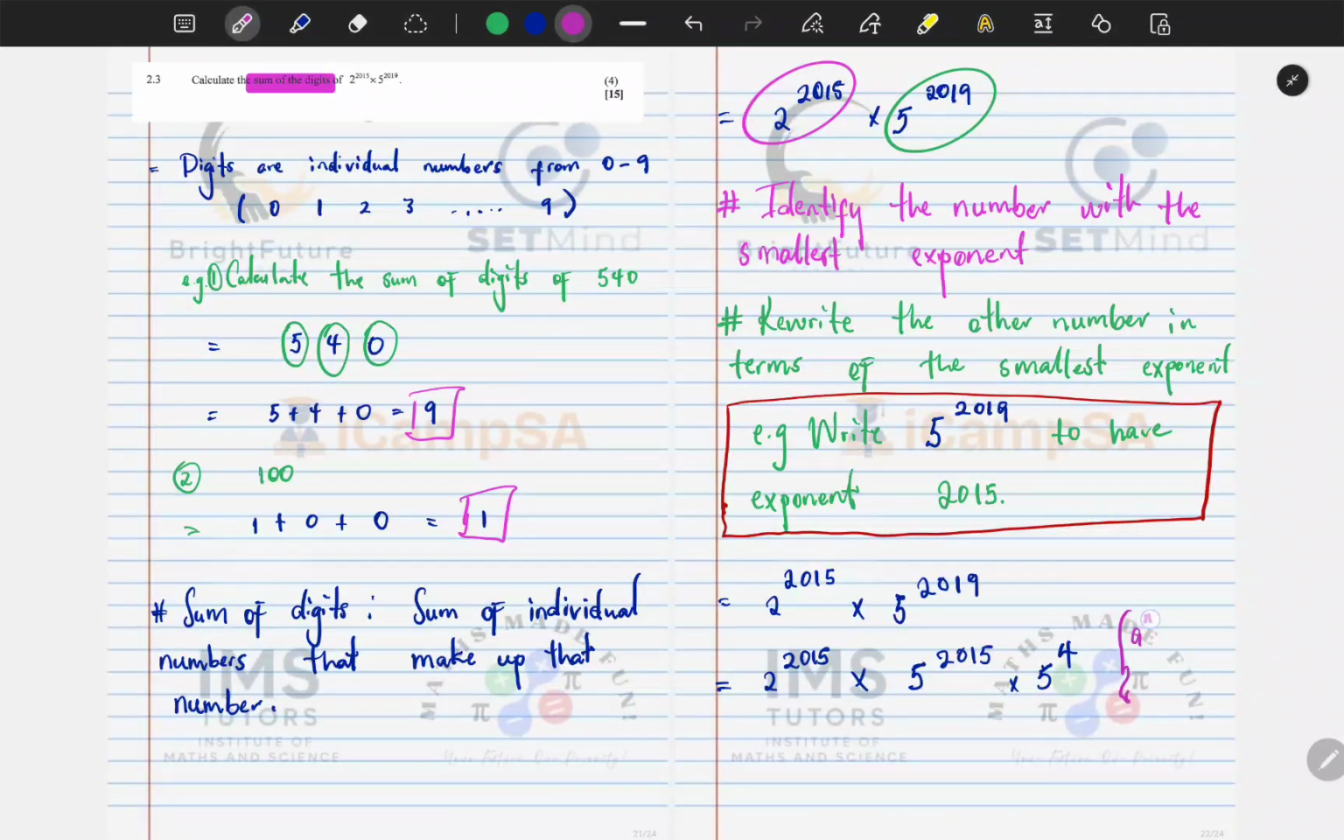a raised to the power of m times a raised to the power of n, right? It's the same thing as that. So now we continue. We are going to group these numbers because they have the same exponent. So this is going to be in brackets 2 times 5 raised to the power of 2015, times 5 to the power of 4.